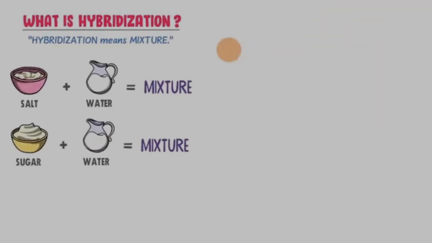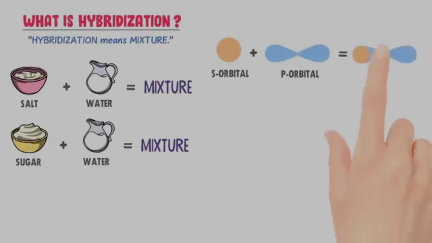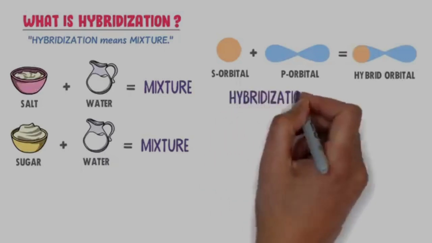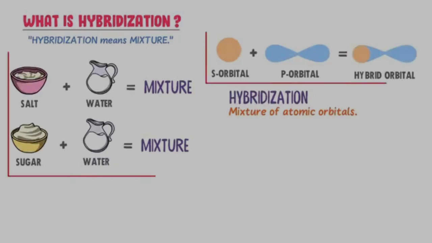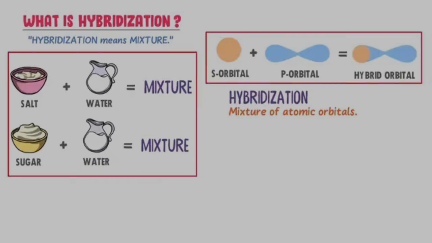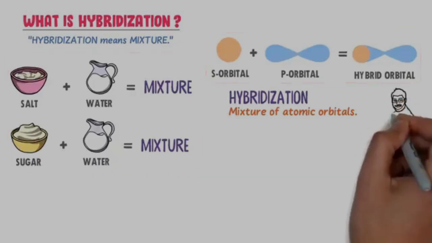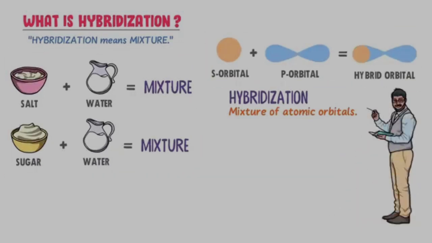Similarly, consider two atomic orbitals, s orbital and p orbital. When these two orbitals mix or combine together, they form hybrid orbitals. Thus note it down that hybridization is the mixture or combination of atomic orbitals, just like the mixture of salt and water or mixture of sugar and water. In this lecture, for simplicity, I would often use mixture of atomic orbitals, which would mean hybridization of atomic orbitals. I do so that you could easily understand it.